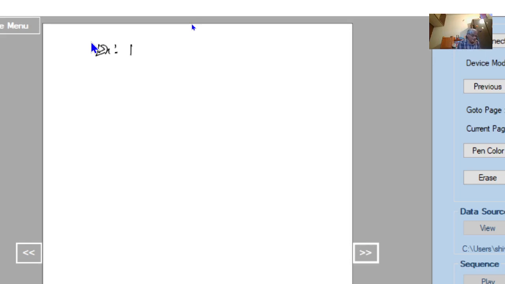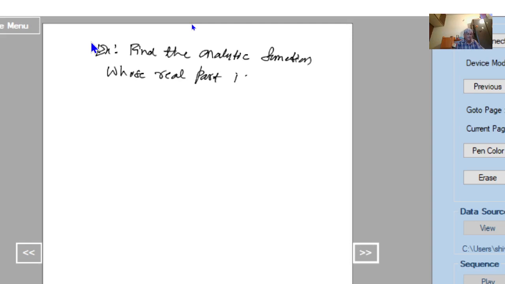Find the analytic function whose real part is u equal to e power of x into x cos y minus y sin y. Okay, u is given.